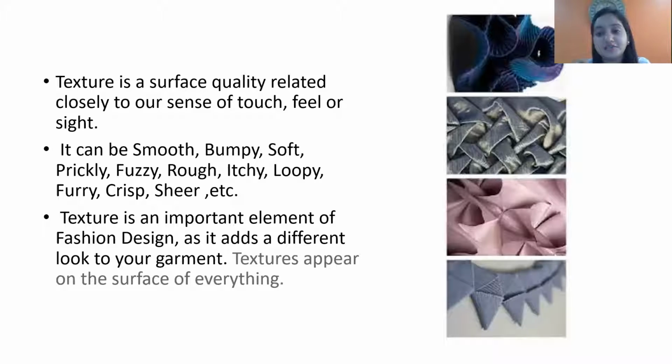So how can we describe texture? There are some words which will help you to describe texture. Like for example, prickly, fuzzy, rough, smooth, itchy, loopy, sheer. You can use all these words to describe the texture of an object.